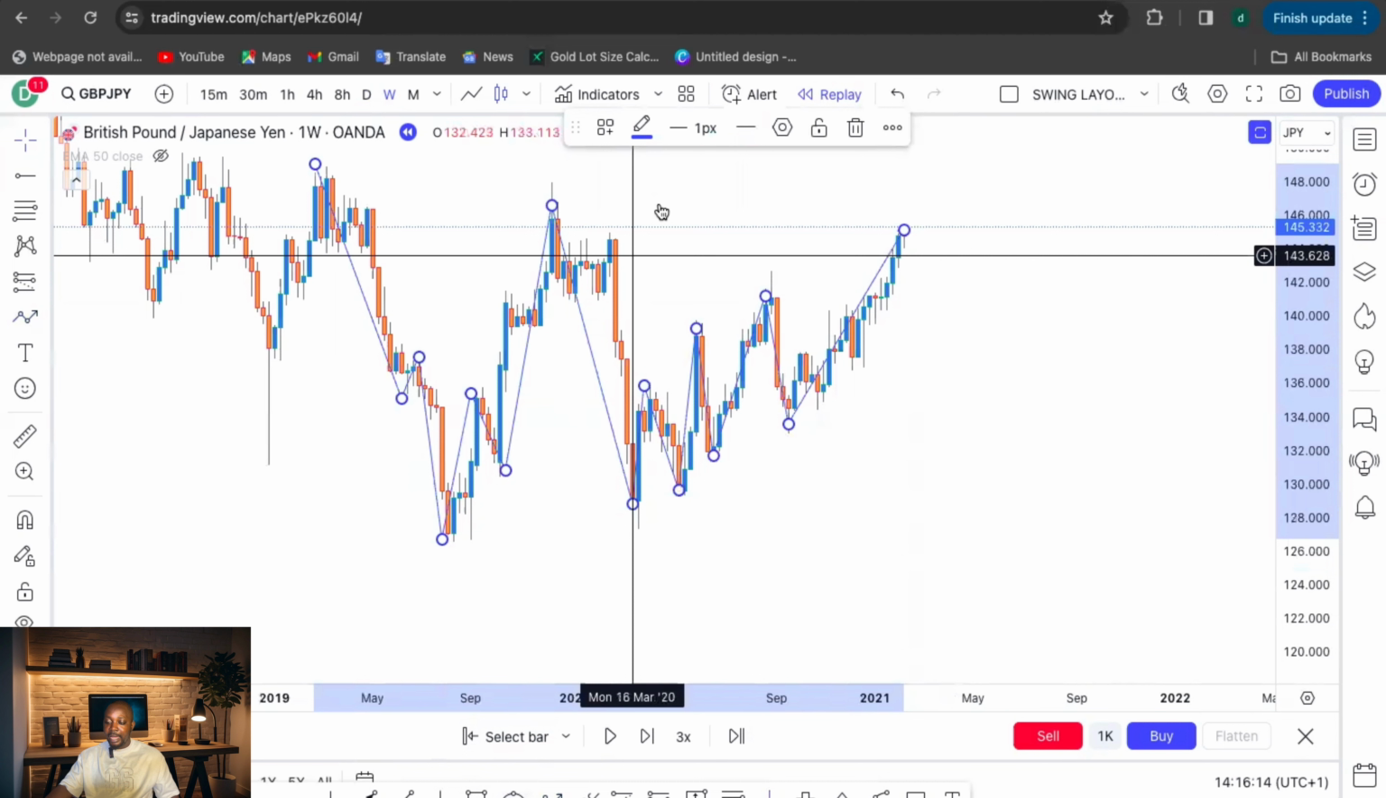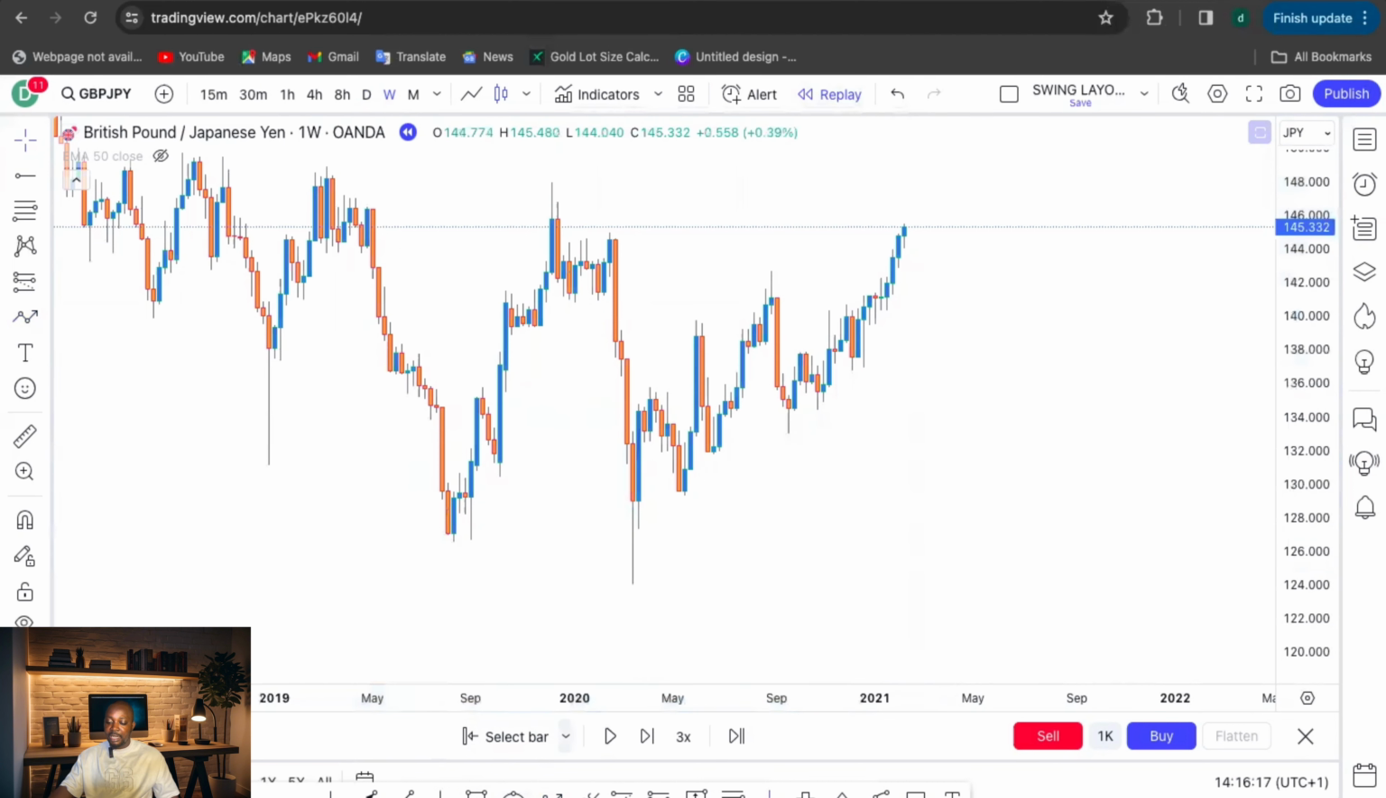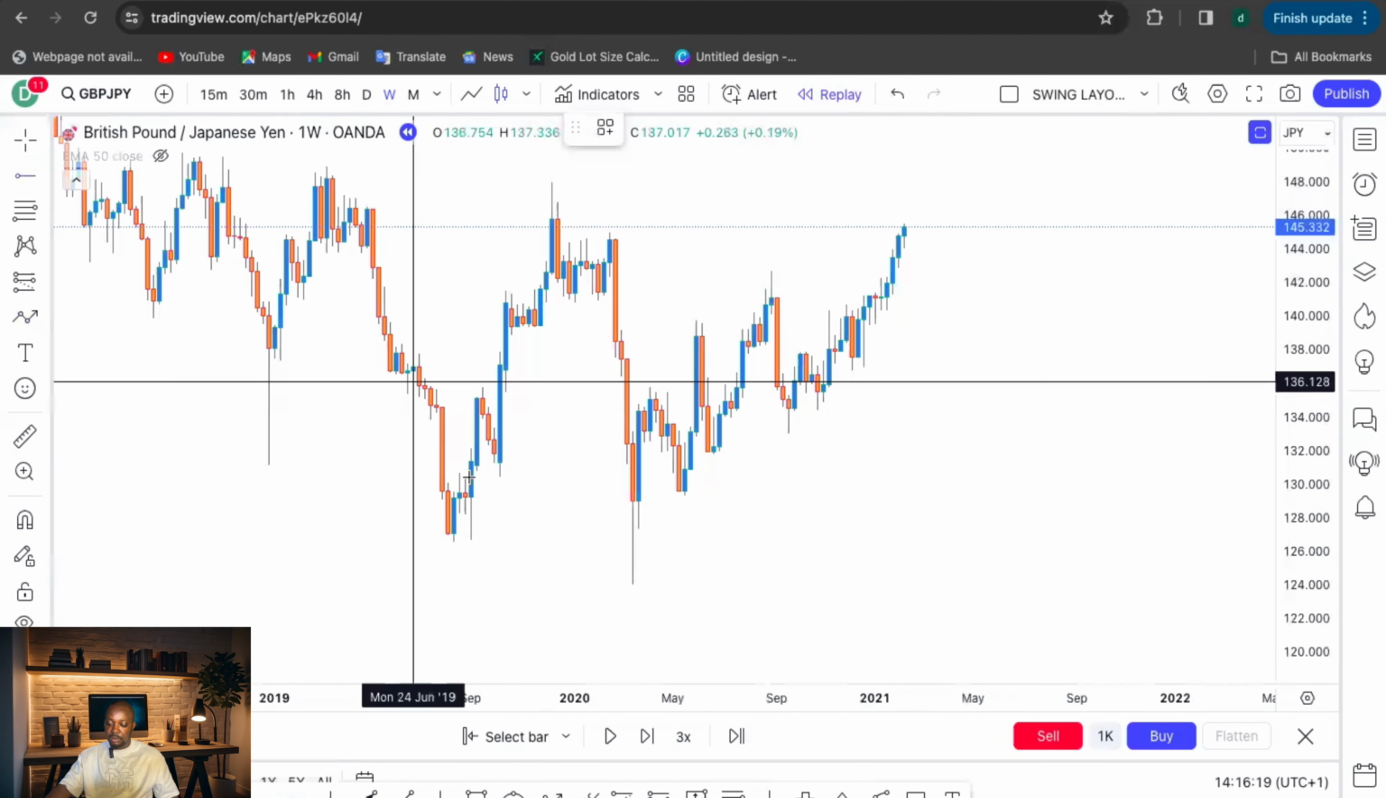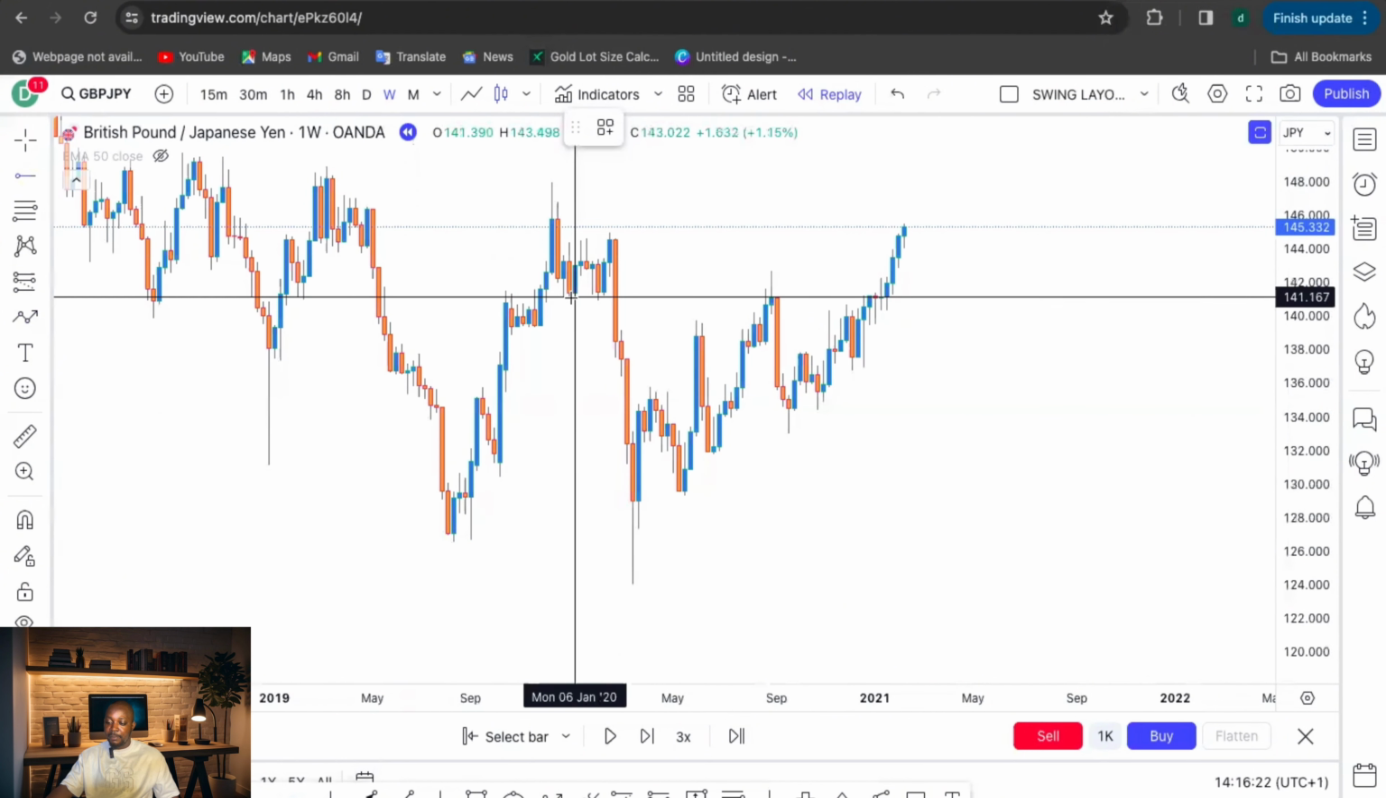So in my head already, I'm looking at this market as being in an uptrend. This is the previous high that the market took out.